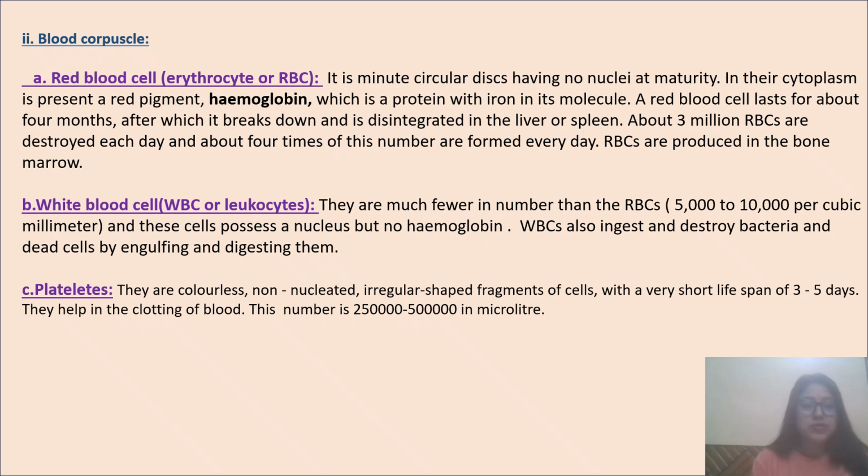Next, white blood cells, WBC or leukocytes. They are much fewer in number than the RBCs. Their number is around 5,000 to 10,000 per cubic millimeter. These cells possess a nucleus but not hemoglobin. WBCs also ingest and destroy bacteria and dead cells by engulfing and digesting them.